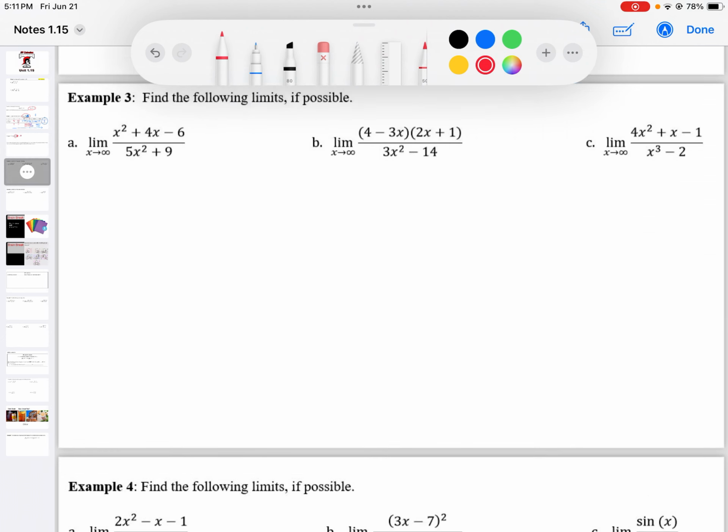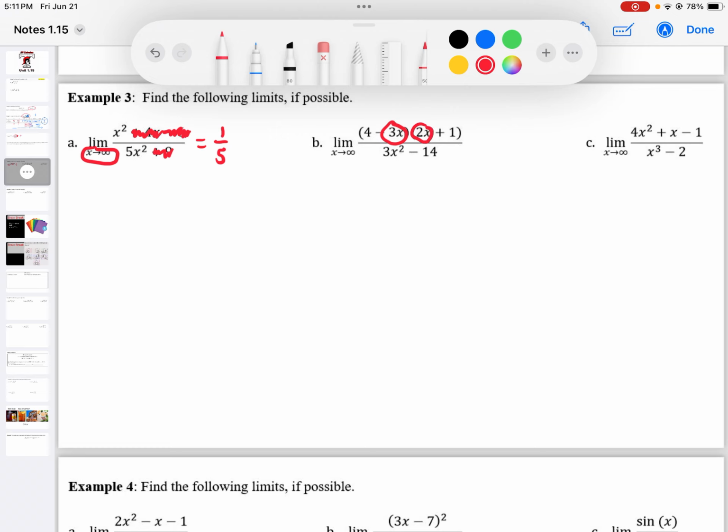Let's do a couple more examples. So find the following limits if possible. So limit as x approaches infinity. Don't care about the little stuff. The biggest is the squareds on top and bottom. So the degrees are the same. So I'm going to say it's 1 over 5.